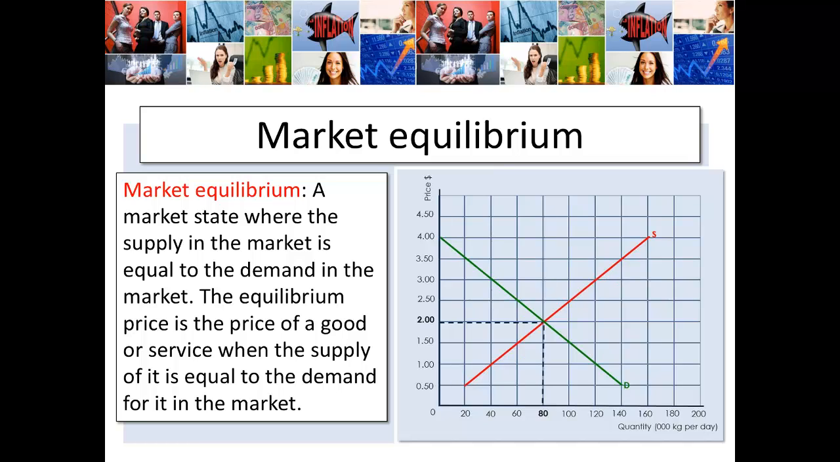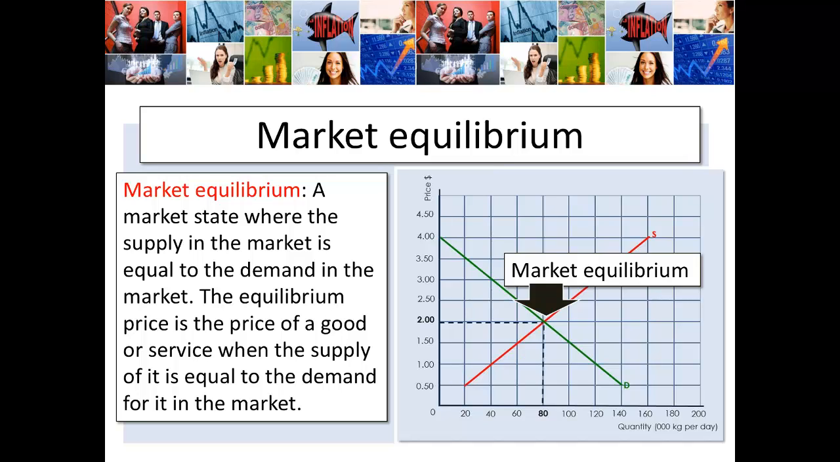where supply meets demand. So here we are on our market supply and demand curves on our right here. Where the two intersect, we have a price of $2, that's the equilibrium price, and we have an equilibrium quantity. Quantity demanded and quantity supplied are the same, 80,000 kilograms a day.